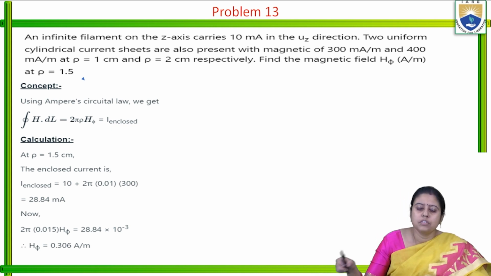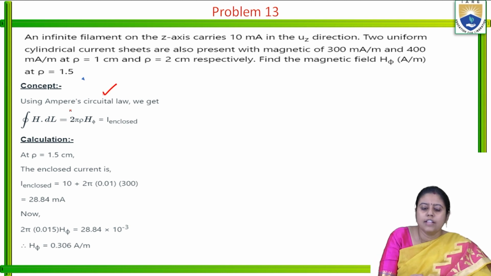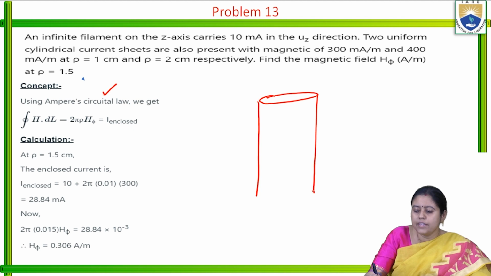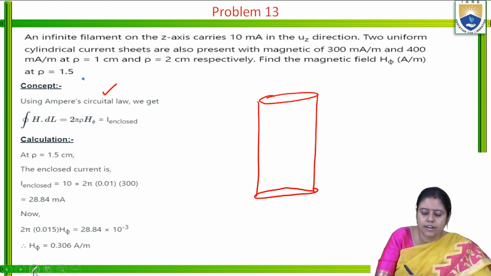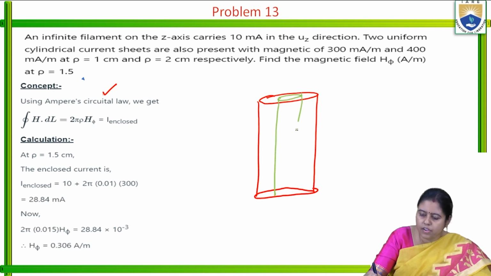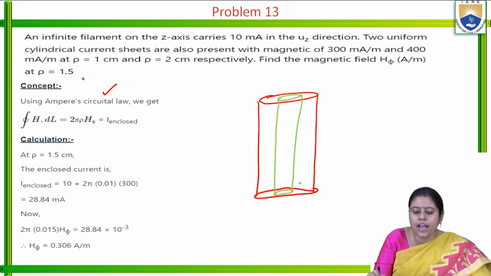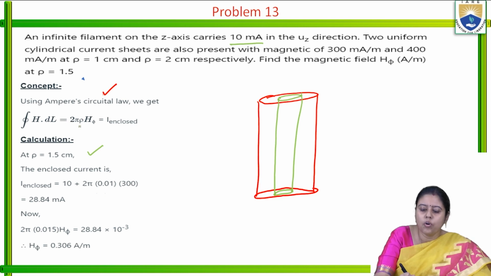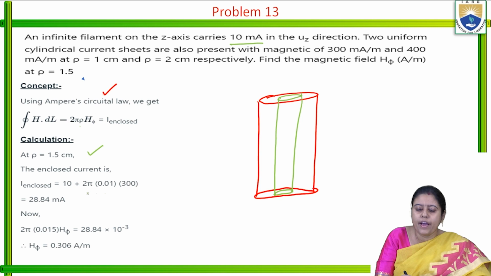So here we will again use the concept of the ampere circuital law, that H dot dl is equal to I enclosed. And if we are thinking about the filament, this is a cylinder, and this is the another cylinder. What is rho? Rho is 1.5 centimeter. What is I enclosed? I enclosed is equal to 10 milliampere plus 2 pi rho H phi.